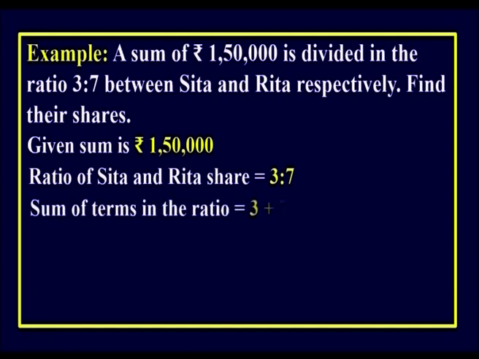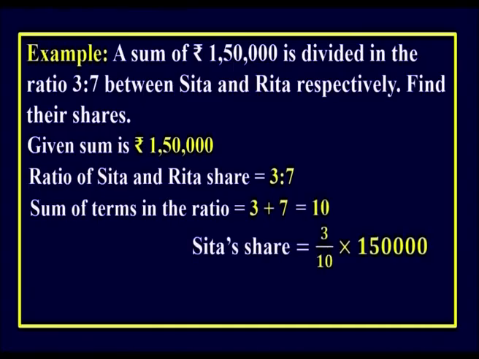Let us find the sum of the terms of the ratio. So, here the sum of the terms is how much, children? 3 plus 7 equals, yes, 10. Now, we will first find Sita's share. In this, it is Sita is to Rita. So, 3 parts out of the 10 parts are given to Sita, right, children? So, that becomes Sita's share. So, 3 by 10 into the total amount, that is 1,50,000.